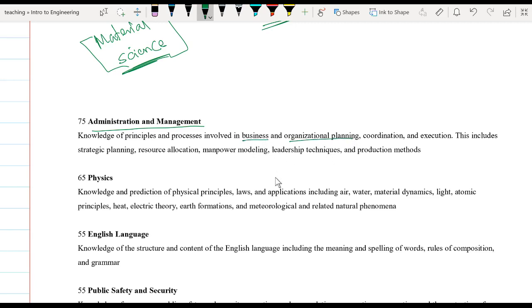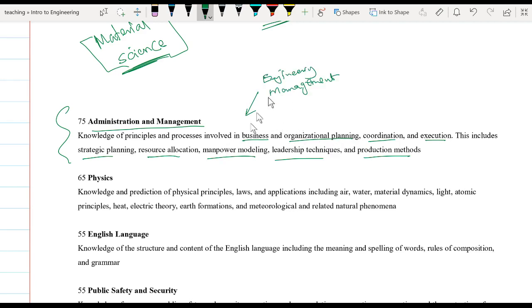So you need to understand some business aspects that are required for you to develop a product. And therefore, you also need to show some coordination and how you are going to execute your engineering project. So we are going to be talking about planning, resource allocation, manpower modeling, leadership techniques, and other production methods. Again, there's a unit you're going to be doing in your course that is called engineering management.